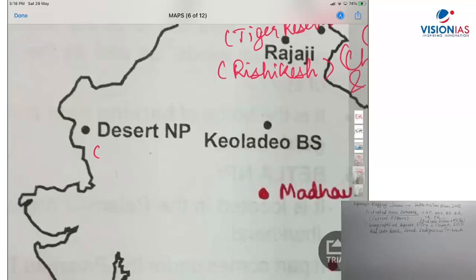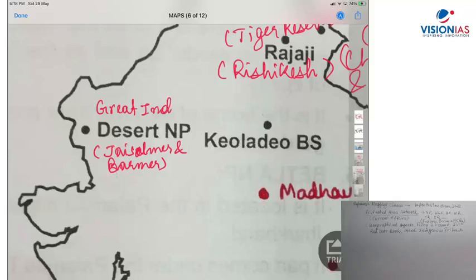It is a part of two districts, Jaisalmer and Barmer of Rajasthan. There is the Desert National Park, and it is the home of a very important bird called the Great Indian Bustard, GIB. It was asked last year in the Prelims exam 2020. There was a question about Desert National Park. There is one unique type of bird which is found, GIB, the Great Indian Bustard, found in Desert National Park, which is part of two districts of Rajasthan, Jaisalmer and Barmer.